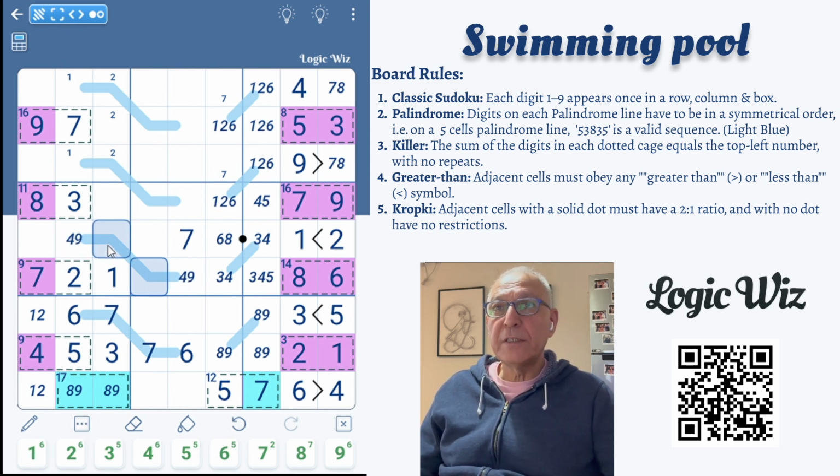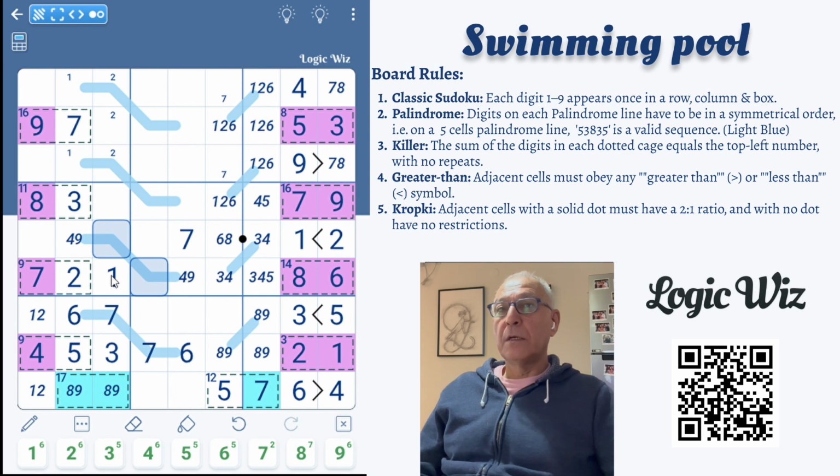What about these two cells? It cannot be 1, it cannot be 2. It cannot be 3. It can be a 4. It can be a 5. It cannot be 6. It cannot be 7. It cannot be an 8. And it can be a 9.